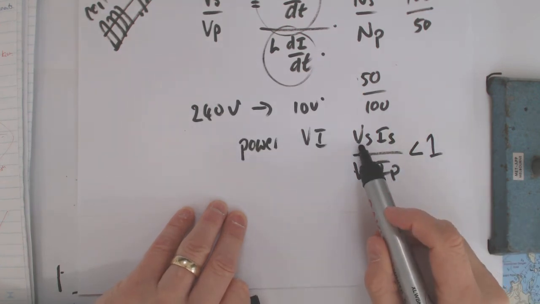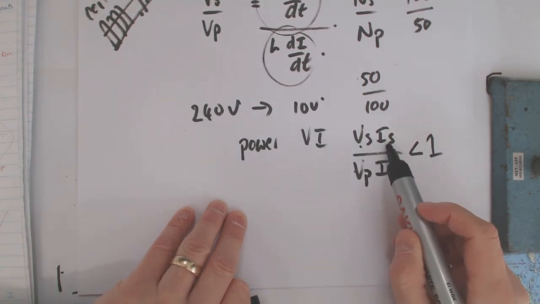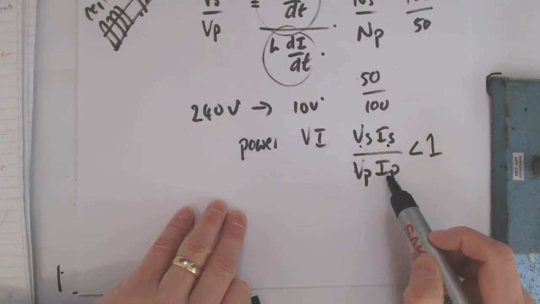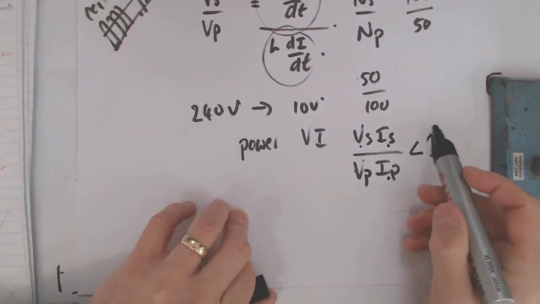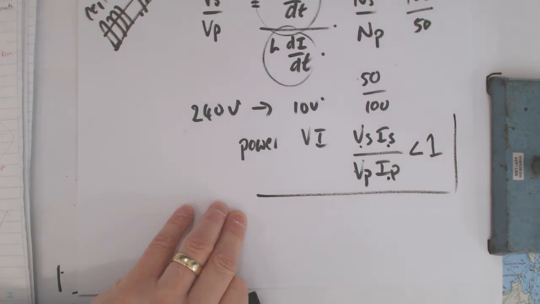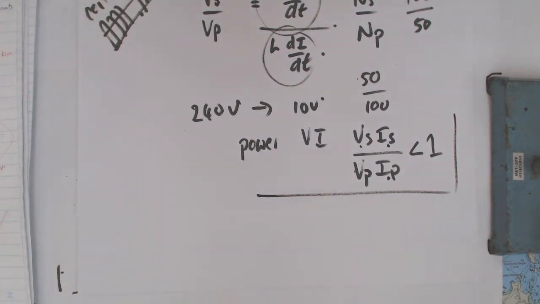So if you do get a bigger voltage in your secondary, you've got to have a much less current than was in the primary for this to work out. Alright, so that's transformers. That was pretty easy, wasn't it?